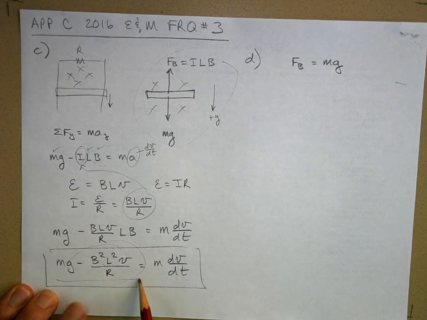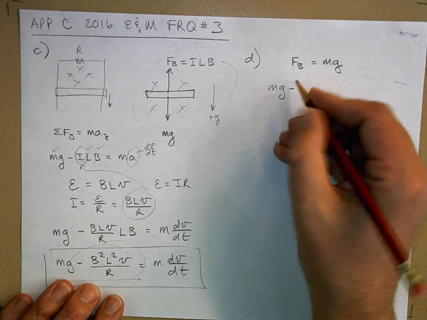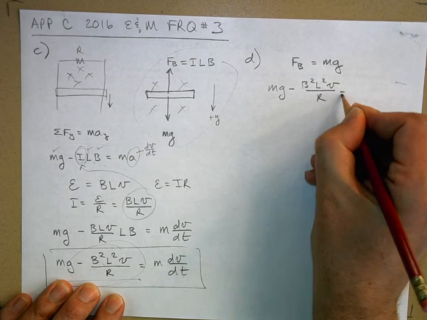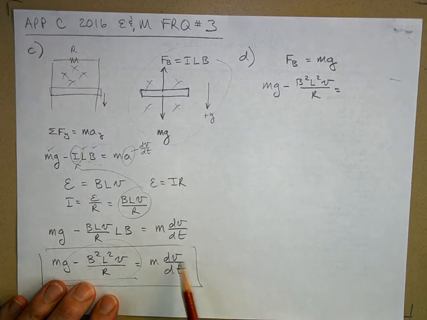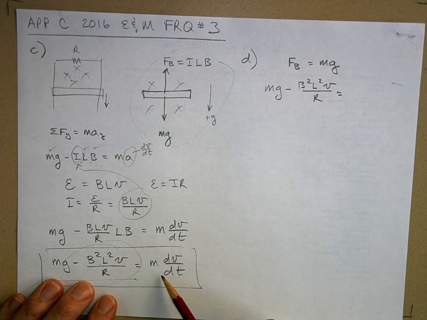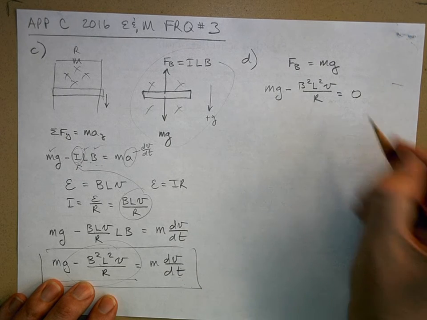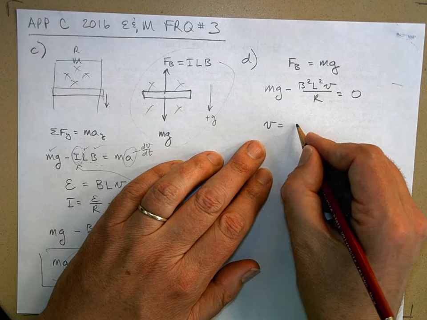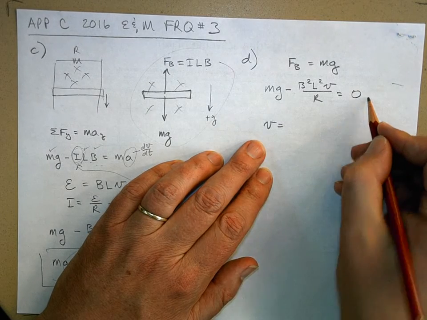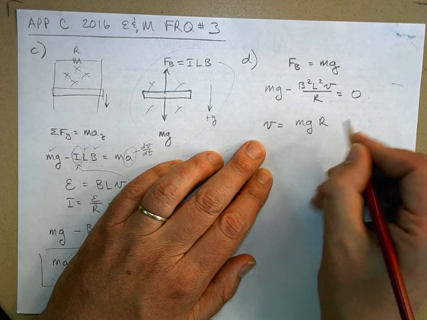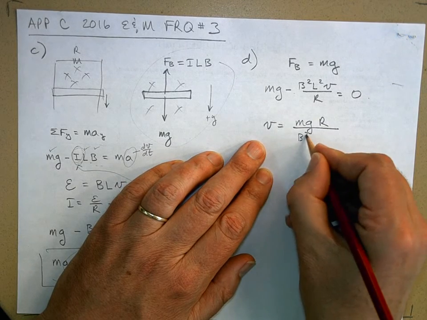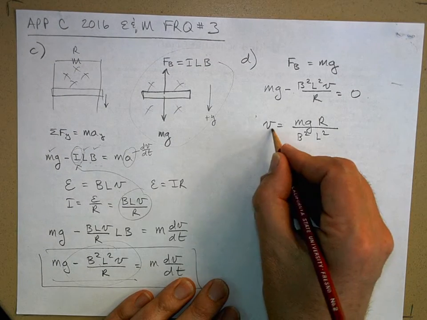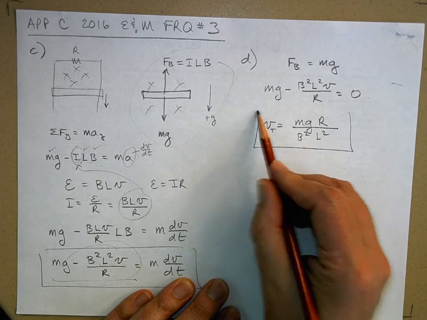We just take this equation. mg minus B squared L squared v over R. But now, what's the acceleration? If you reach terminal velocity, what's true about acceleration? 0. And now I can just solve this for v. v equals, we'll put this over here, and so we have mg times R over B squared L squared. Did I do that right? Okay. And that's my terminal velocity. So that's not so bad.